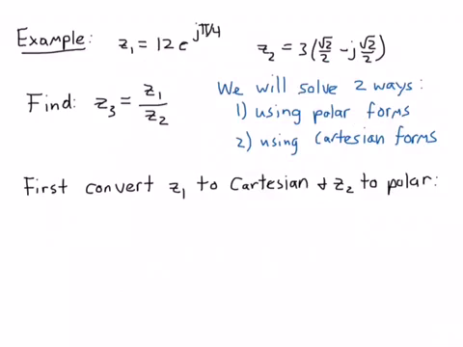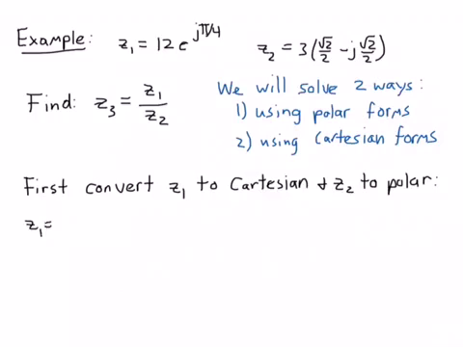Alright, so we notice first of all that z1 is in polar form and z2 is in Cartesian form. So we need to do some quick conversions to get z1 in Cartesian and z2 in polar if we're going to do this calculation. So let's get going with that. So first we're going to convert z1 to Cartesian. So that's pretty straightforward to do.